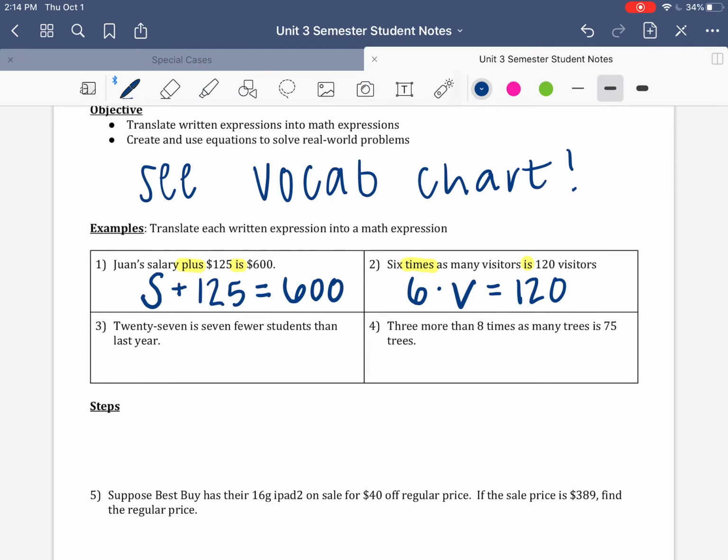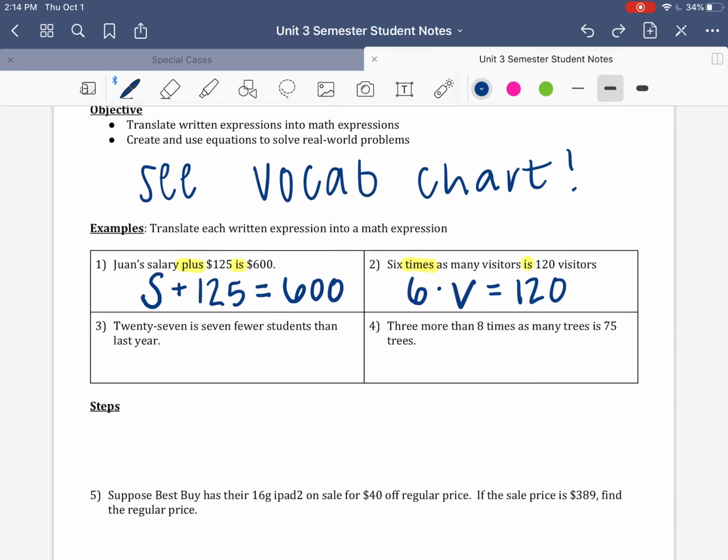All right, number 3 I think is kind of tricky. It says 27 is 7 fewer students than last year. The words fewer and than, when we throw that than word in there in particular, we've got to pay careful attention to the order and think about what's really going on. So last year, there were some number of students. We don't know how many students there were.